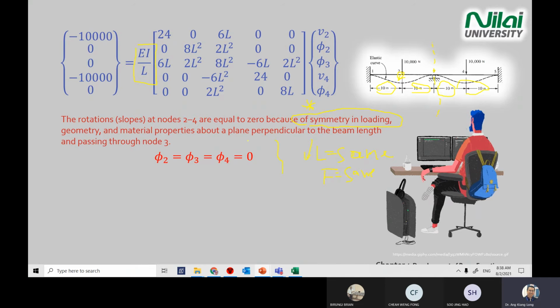So this tutorial question is simplified already because the length is the same and the location of the external force is almost the same. Point 2 and point 4 are actually the same distance from the symmetry plane that I cut here. So we can use this one. In the exam, look at the diagram, but normally the length will not be the same. So you cannot use 0 anymore. You have to solve 5 equations.